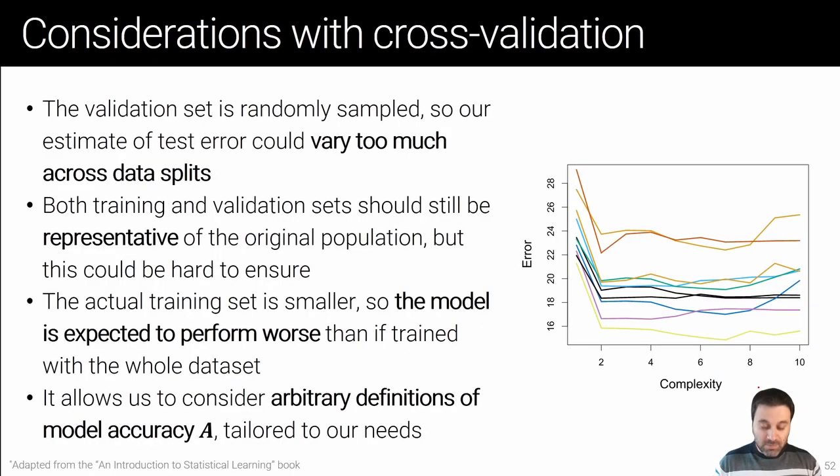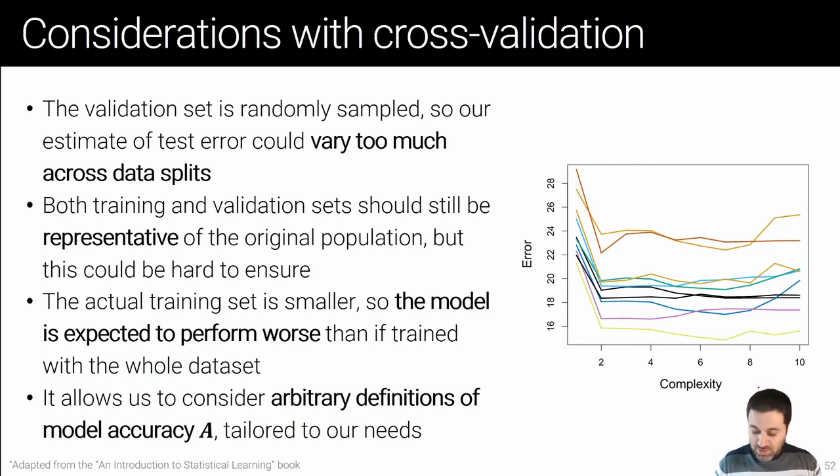So a few considerations first about what happens with cross-validation before we see more detail about it. If you think about it, the validation set is randomly sampled. We have to randomly split. And so our estimate of the error could vary too much across different data splits. Maybe for one data split, we have a very low error, but for another data split, we have a very high error. There is a random component to it.